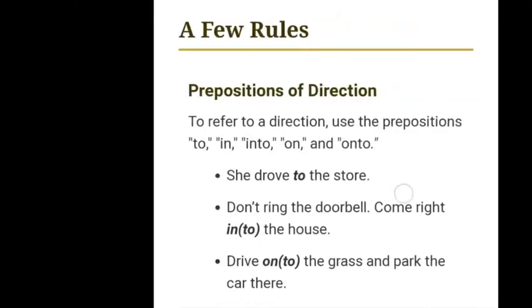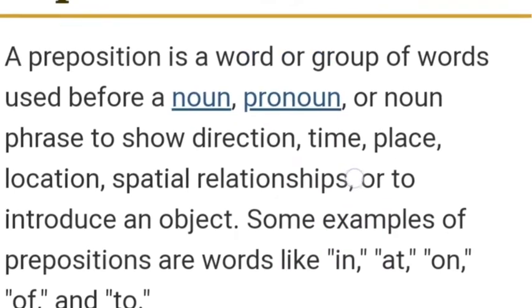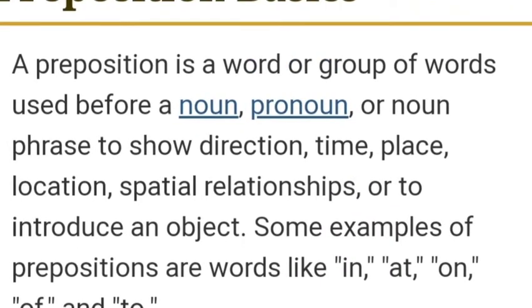Now some basics about prepositions. A preposition is a word or group of words used before a noun. We have seen normally what a preposition is. Preposition tells us about when or where. It relates two parts of the sentence, but here a formal definition is there. A preposition is a word or group of words used before a noun, pronoun, or noun phrase to show direction, time, place, location, spatial relationship, or to introduce an object.